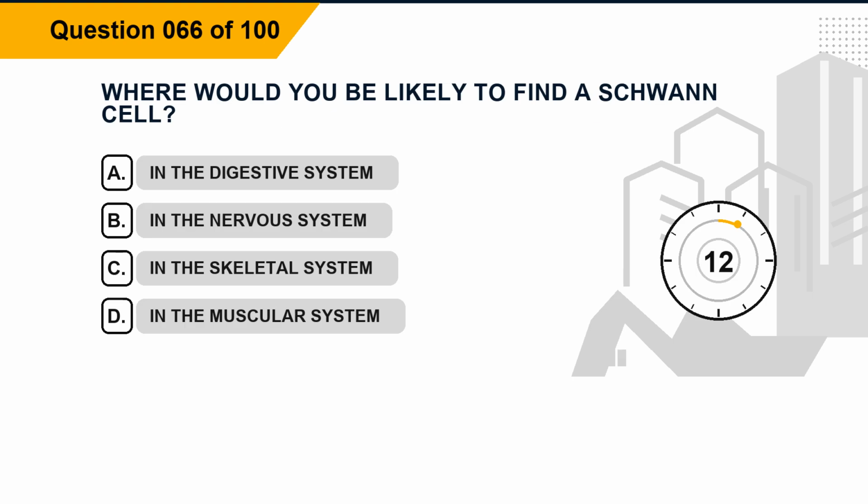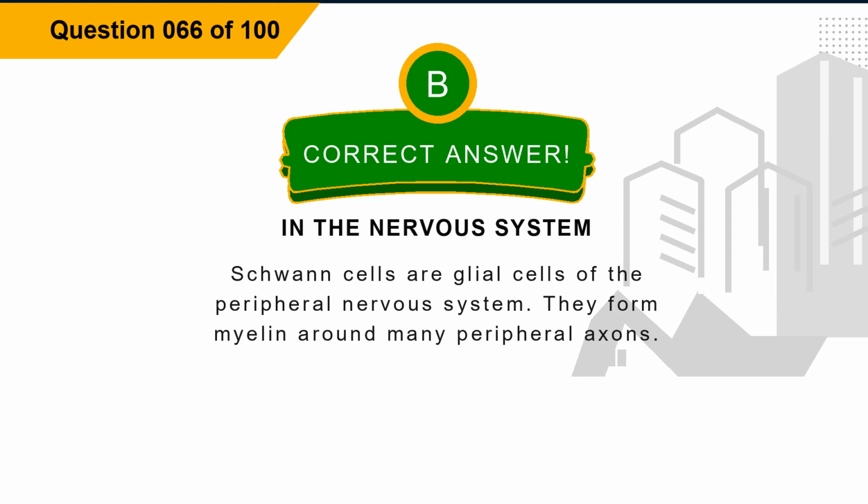Question 66. Where would you be likely to find a Schwann cell? Option A, in the digestive system. Option B, in the nervous system. Option C, in the skeletal system. Option D, in the muscular system. The correct answer is option B, in the nervous system. Explanation: Schwann cells are glial cells of the peripheral nervous system. They form myelin around many peripheral axons.